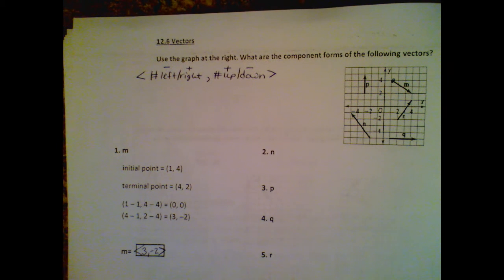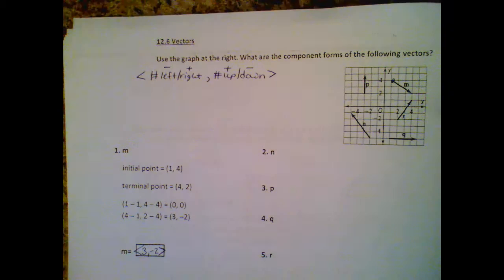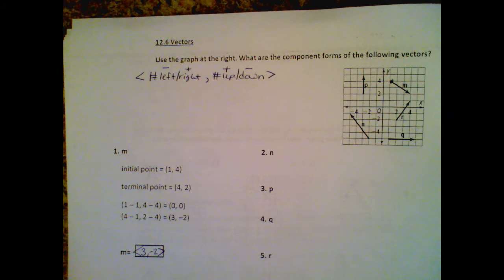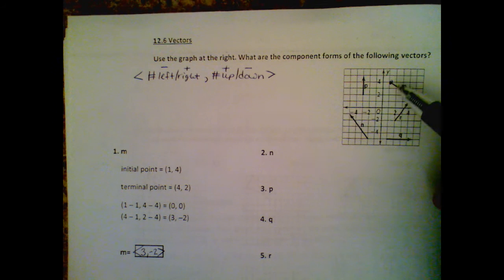We're going to get started with the last section, which is 12.6 vectors. And vectors, as you can see, are just different arrows. They have different lengths to them and different directions to them. So for the first one, it has us take a look at vector n.